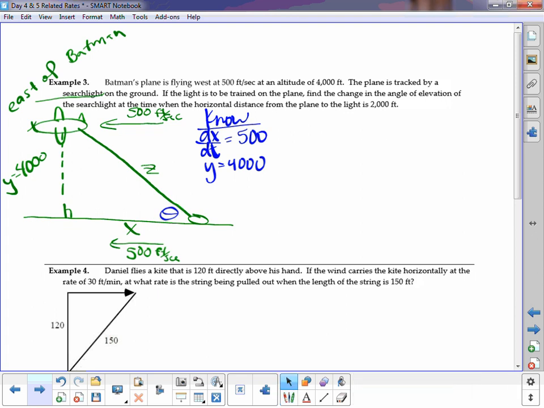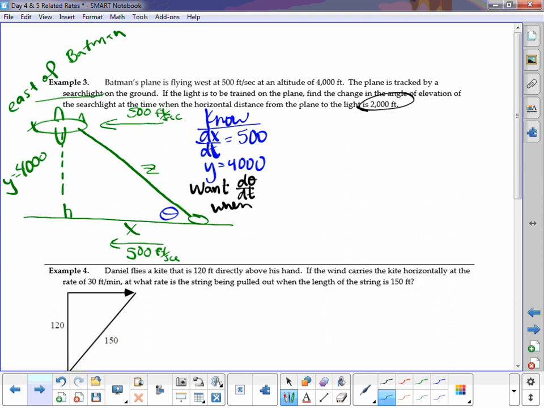Oh wait, we forgot to identify what we want. We want d theta/dt, specifically when, what's 2000 represent? Okay, good. When x is 2000. Okay. Alright, so we said tangent.